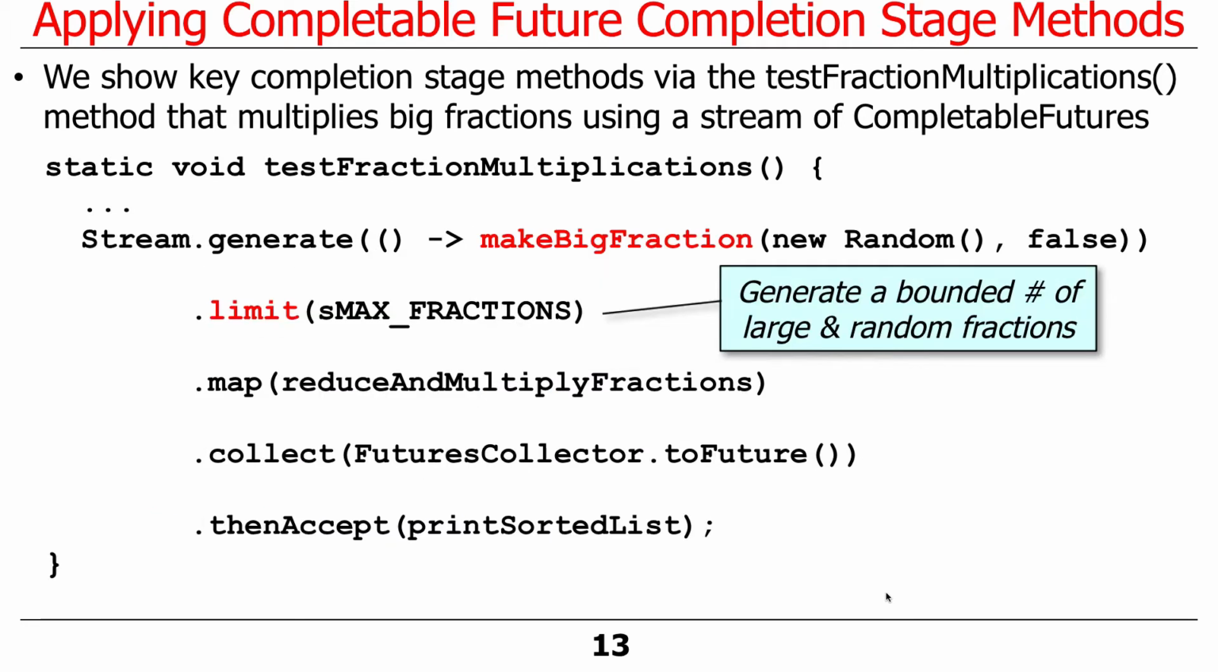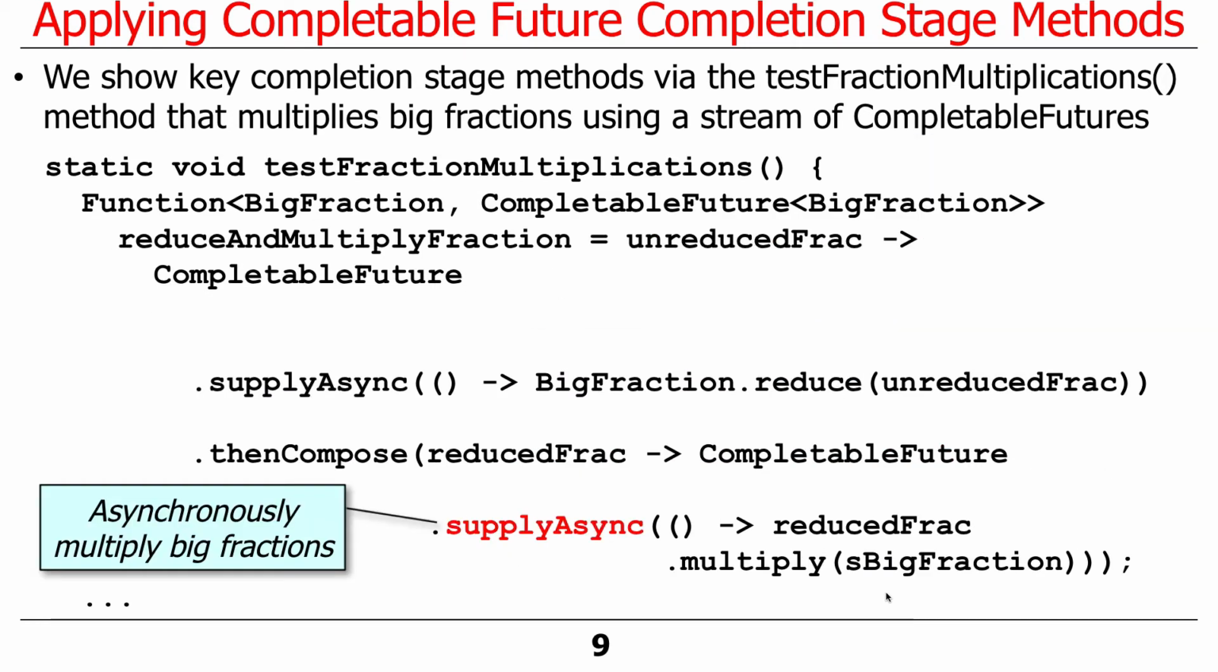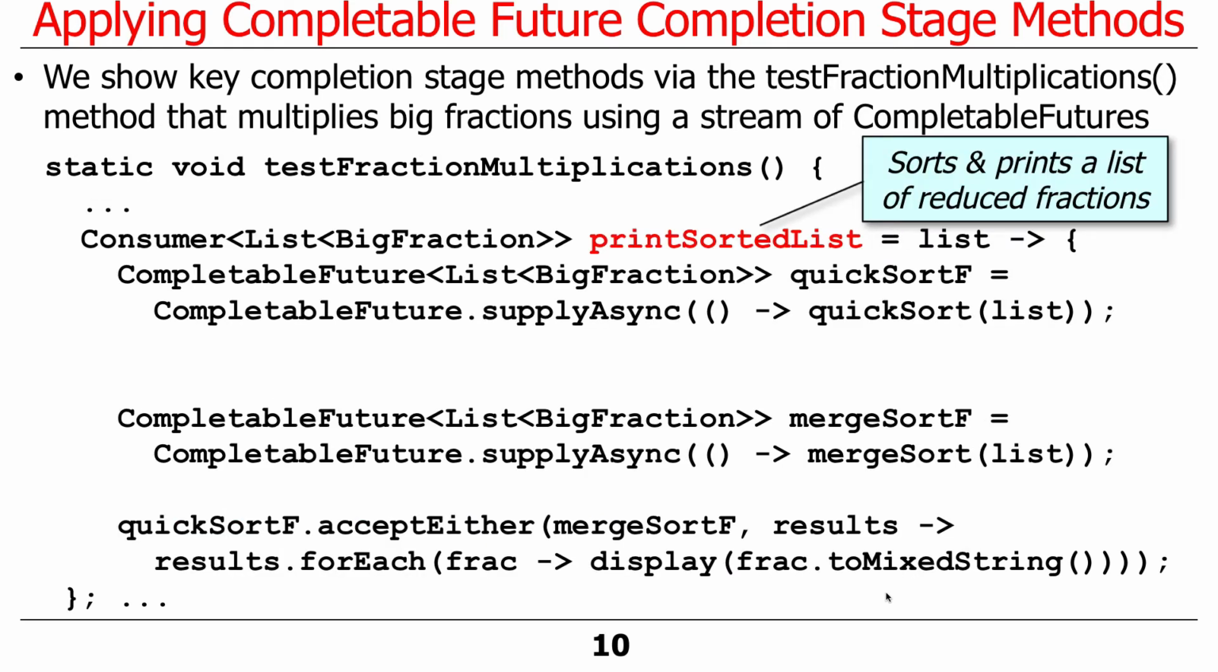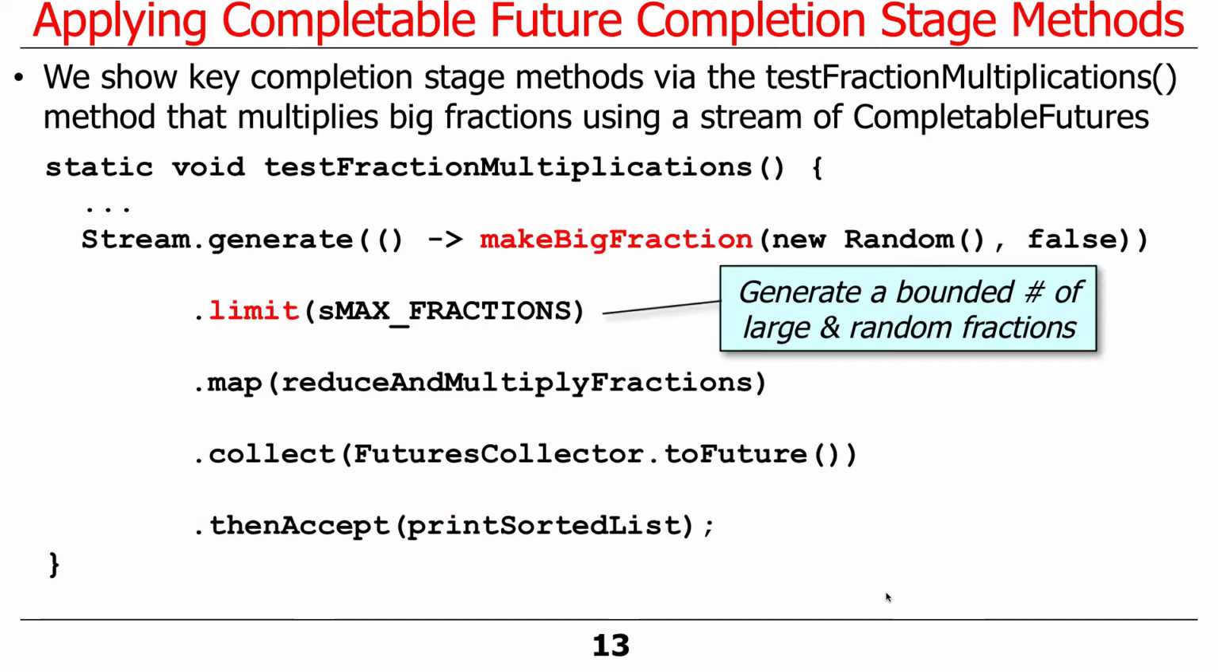Okay, so these are two things that we want to know about, right? So we want to be able to do reduce and multiply fraction. That's a lambda function, and we have the print sorted list consumer lambda, and then down here we're going to put it all together, right? So this actually illustrates a bunch of interesting things.